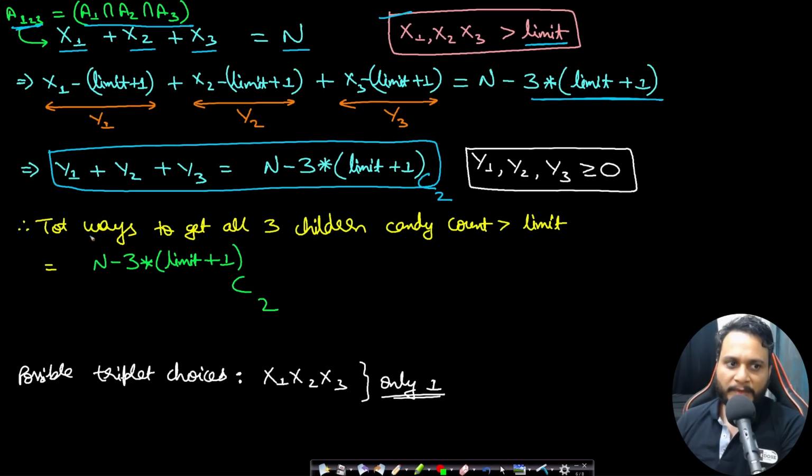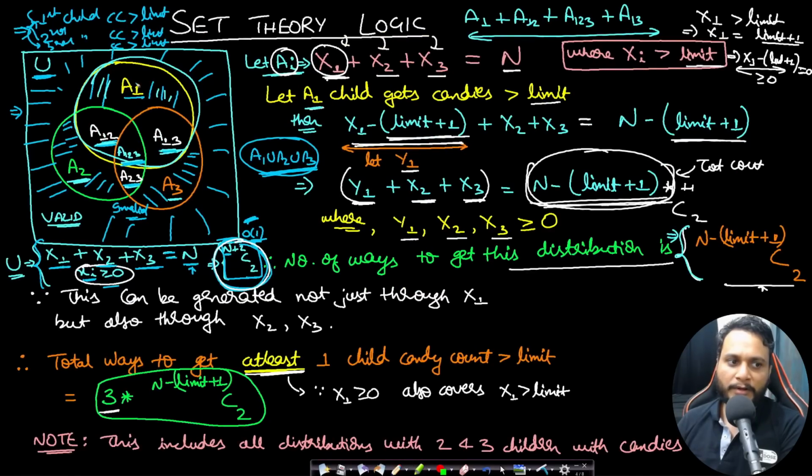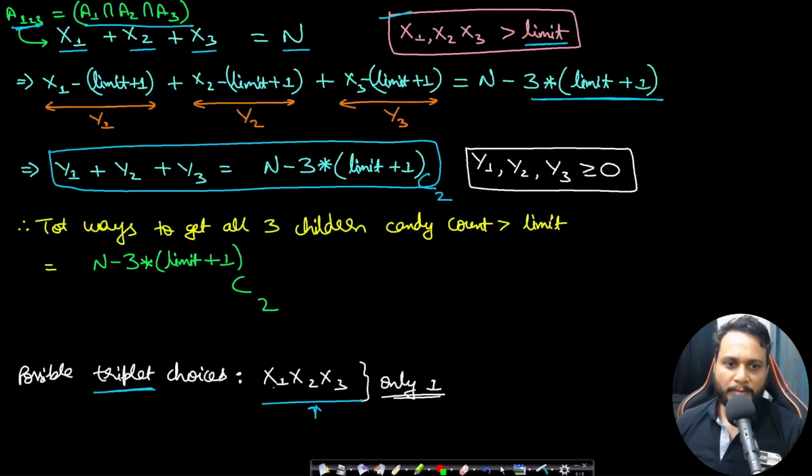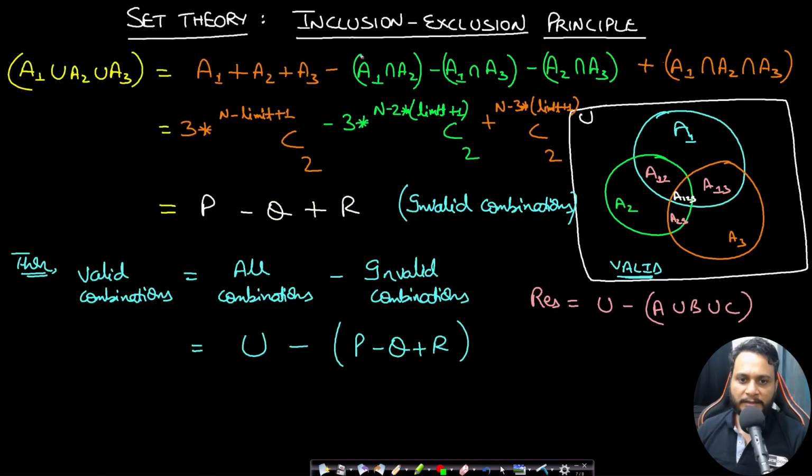Now in this case all the 3 will only be possible in one way, because there is only one triplet with the 3 children, which is x1, x2, x3, right? So there is only one way, therefore 1 will be multiplied here, and that is why I am not multiplying anything. Fine. So now we have got all the count. We have got this total count for all the circles. Then we have got A12, A13, A23 and A123. So we can simply apply the inclusion exclusion principle of the set theory to get the valid combinations.